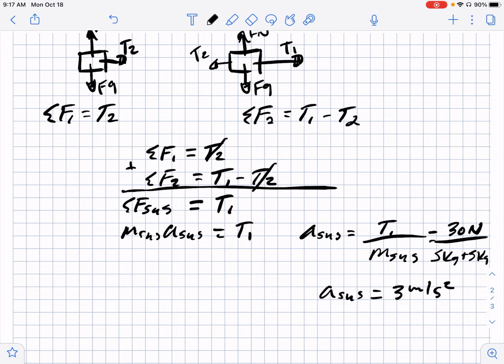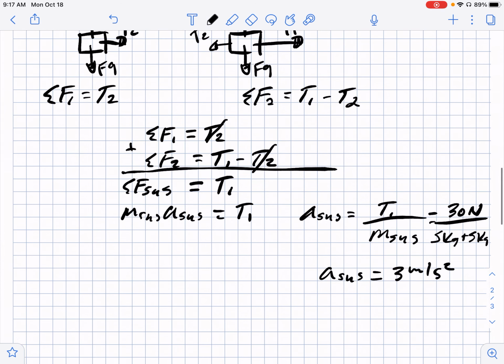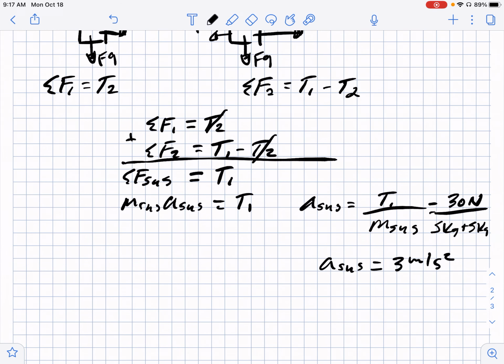Now, because these objects are connected by this string here, that means they're going to both have the same acceleration. Okay, you can kind of think of it, if you're pulling a sled and you're running down the street pulling a sled, well, that sled's not going to speed up and run into you, right? Now, unless you're on some kind of an incline or something, but if you're running horizontally, you're going to have the same acceleration because you're connected. And so now what we can do is use this acceleration to solve for our T2.